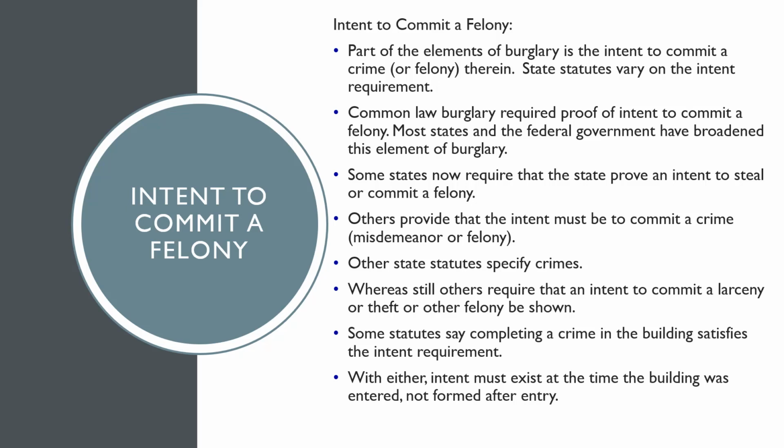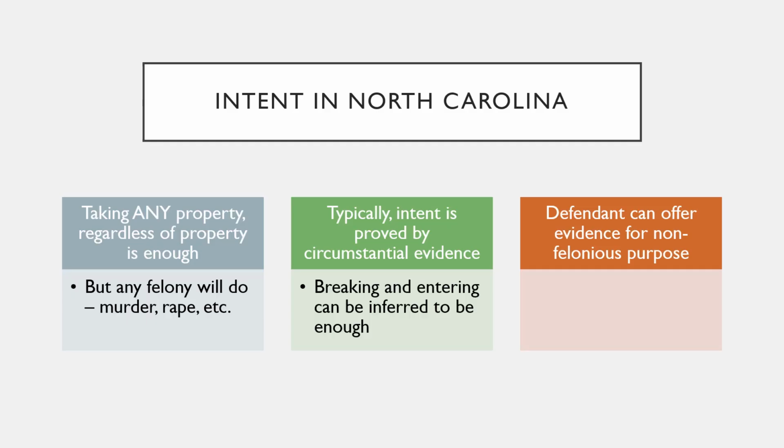So let's look at North Carolina, the one I'm most familiar with. Typically, taking any property, regardless of the property's value, is enough. And any felony will do, because North Carolina says intent to commit any larceny or felony. So if you're breaking in to commit a murder or rape, you're there. How do we prove that intent? How do we know what you're going to do?